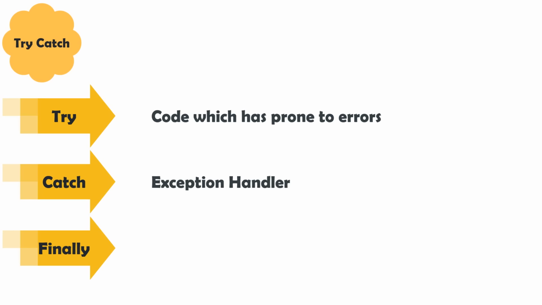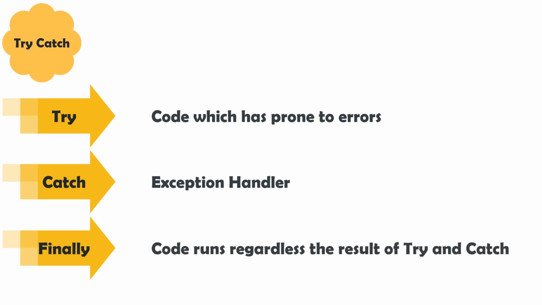And the last part is finally. Here we can add a code which should run regardless of the result of the previous parts. It means, if try is completed without any exceptions, the finally sector will be executed. But also in case of an exception which is handled in the catch sector, the finally sector will be executed. In summary, the finally part will always be executed after try and catch.